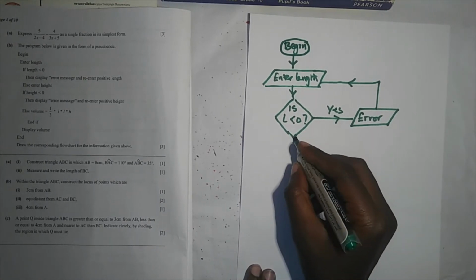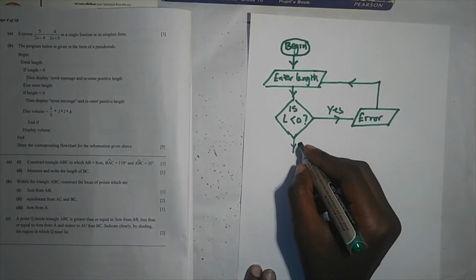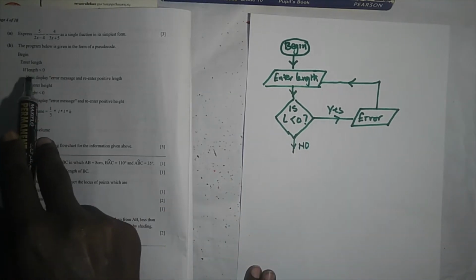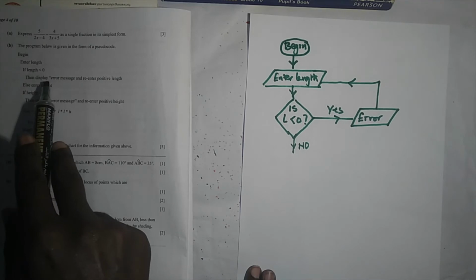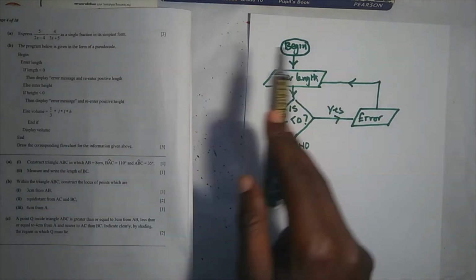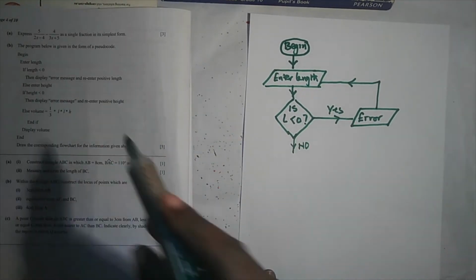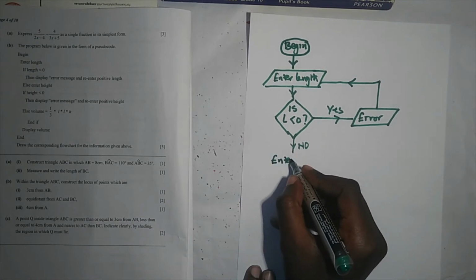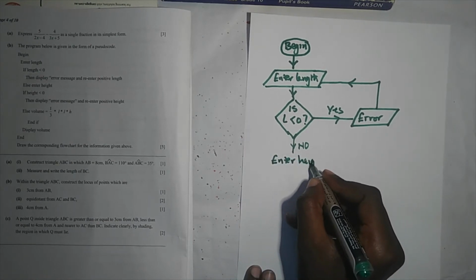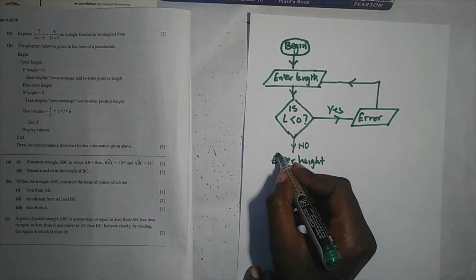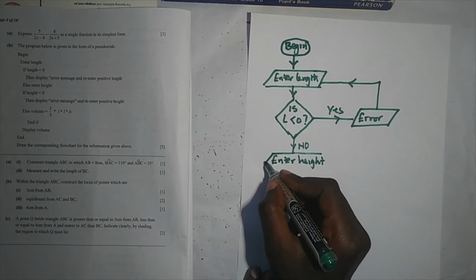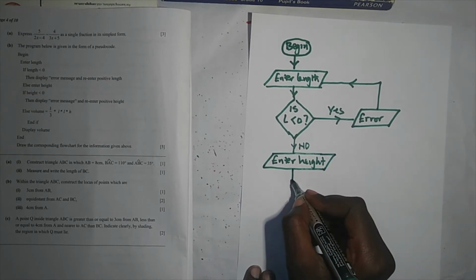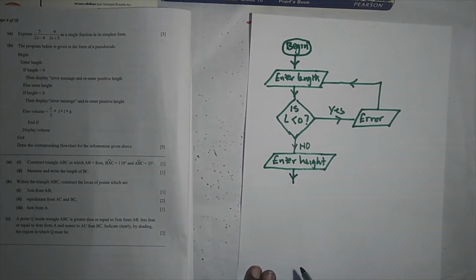And then here we are going to have no. So it says, if the length is less than 0, then display error message. We have written this side. Else, enter height. So here we are going to have enter height, which will go into a parallelogram, and then you are going to have an arrow going down.